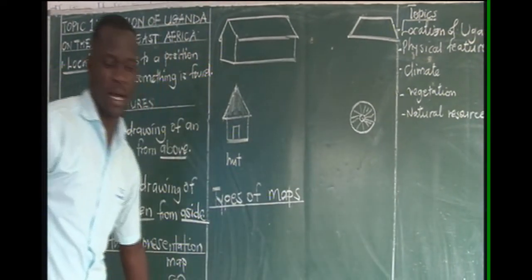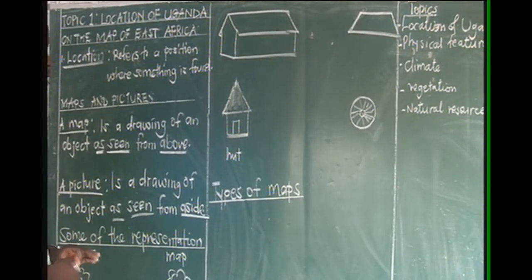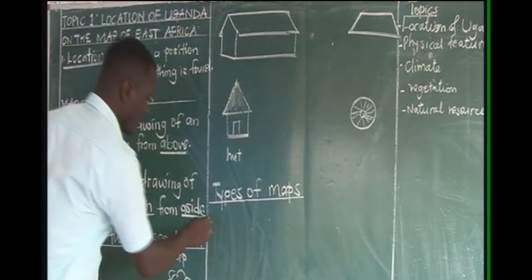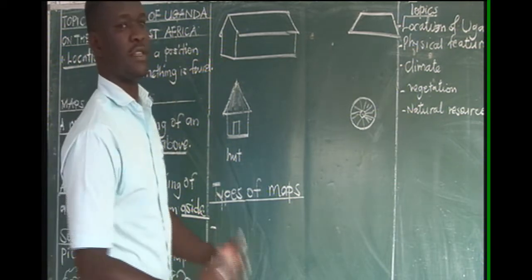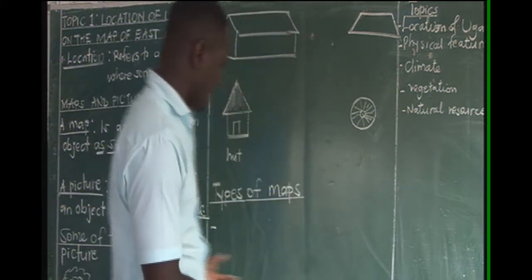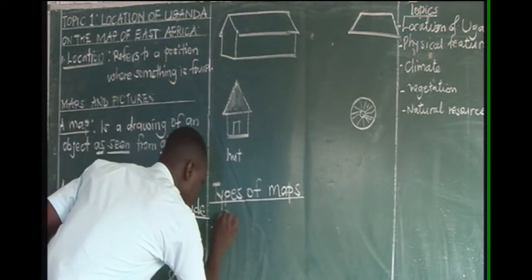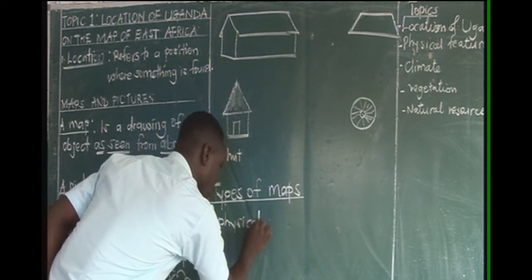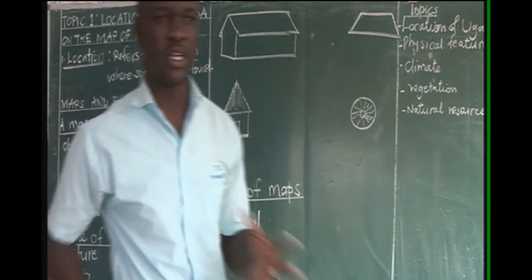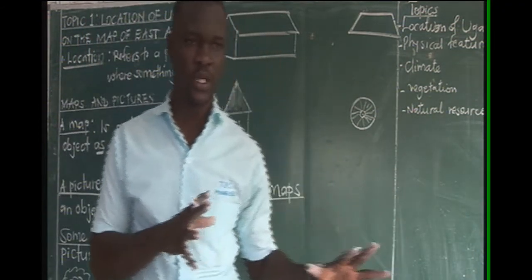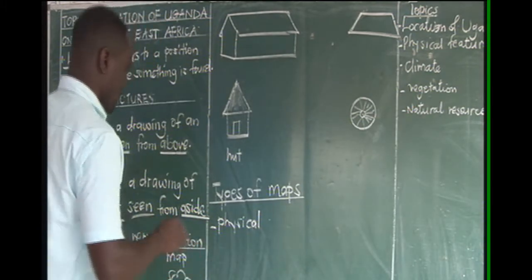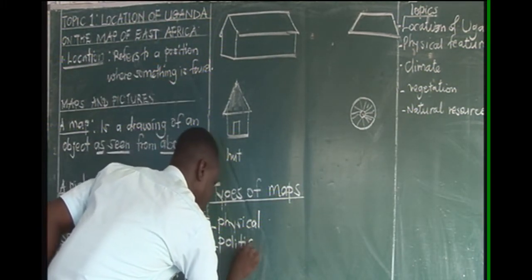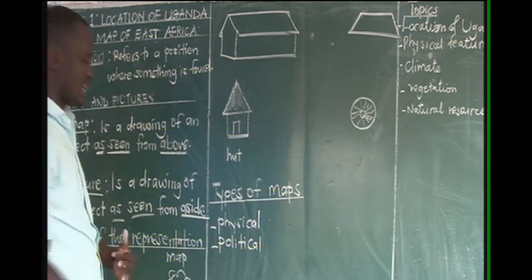Types of maps. Now, with the maps, we look at what the map explains. For example, we can have a map which is showing us physical features. That map, we can call a physical map. We can have a map showing administration, like a map of Uganda showing districts. That one is now a political map.